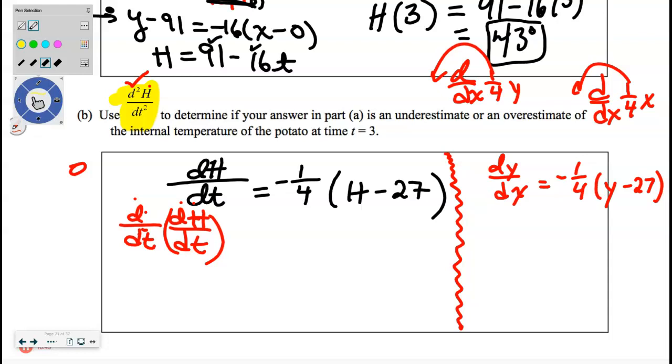Okay. So on this side, I'm actually going to do the derivative with respect to t. T is my variable of change. T is the new x. And that's of a negative 1/4 times h minus 27. Now watch. What's the derivative of any constant? 0. No matter what, constants don't change, so the rate of change is 0. So I don't really need to worry about the minus 27, or technically the plus 27/4, because that part is 0. Does that make sense?